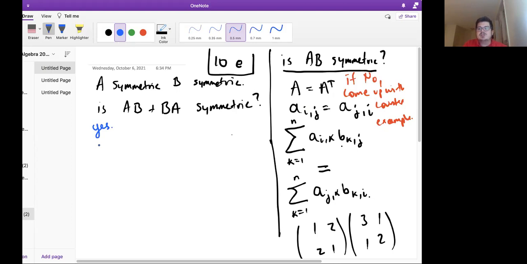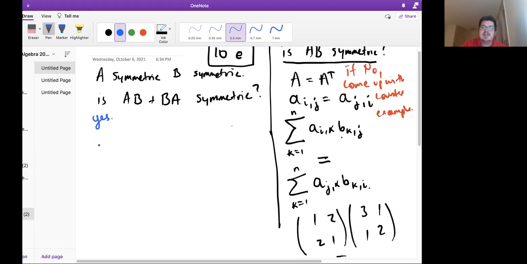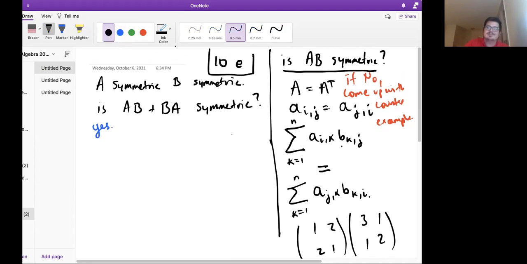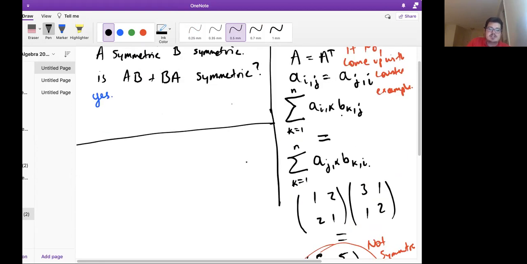Now, if something is generally true, does an example prove it? Is it enough just to find two matrices where the product is symmetric? No. And why is that? Well, I can find two matrices whose product is symmetric. Here are two matrices whose product is symmetric.